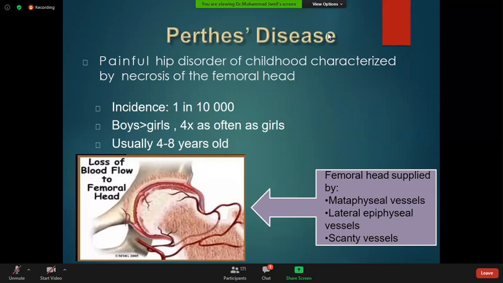Okay. Now coming to Perthes disease. It is a painful hip disorder of childhood characterized by necrosis of the femoral head. This is the femoral head, so there will be loss of blood supply to it. The femoral head is supplied by metaphyseal vessels, lateral epiphyseal vessels, and scanty vessels. When the vascular supply is interrupted, it results in necrosis of the femoral head. When the femoral head becomes necrosed, it is called Perthes disease.